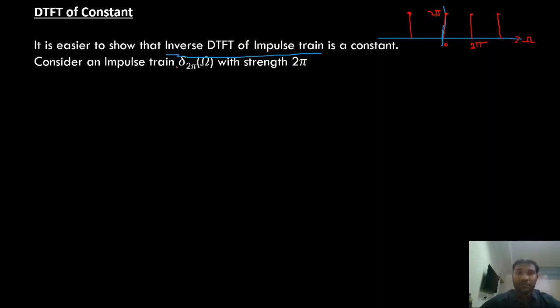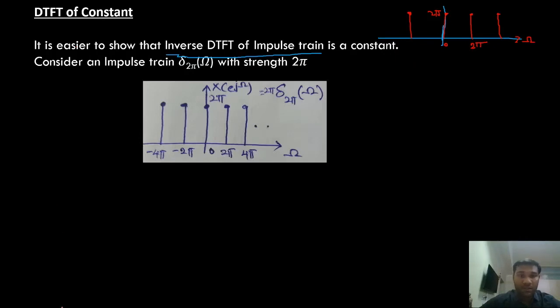My impulse train in the Fourier domain has a strength of 2 pi and a period of 2 pi. Now, this is what my impulse train is, right? Strength of 2 pi and period of 2 pi. So this one I can write as 2 pi into delta 2 pi of omega. Delta 2 pi of omega represents the impulse train with a period of 2 pi, and since I have a strength of 2 pi, I am writing 2 pi here.